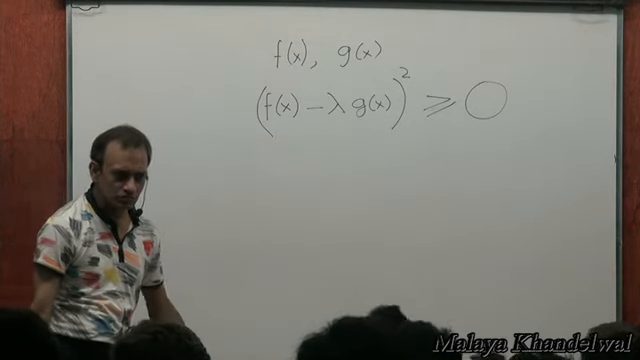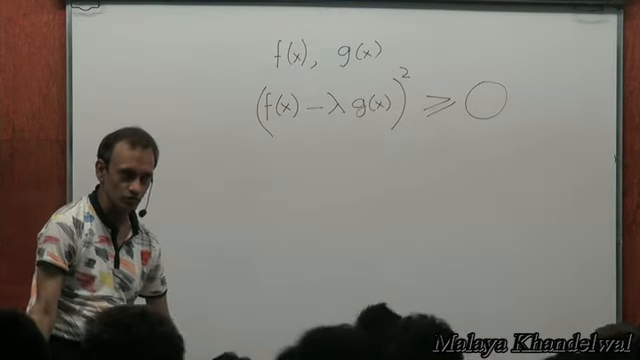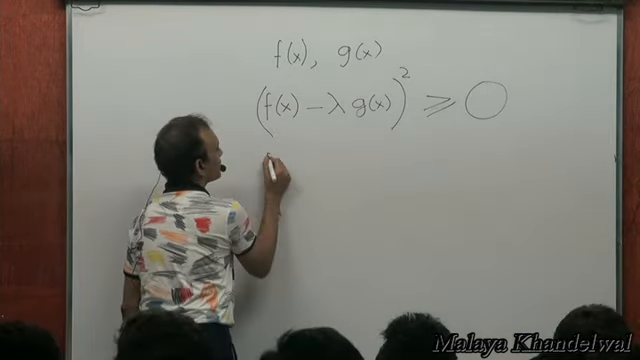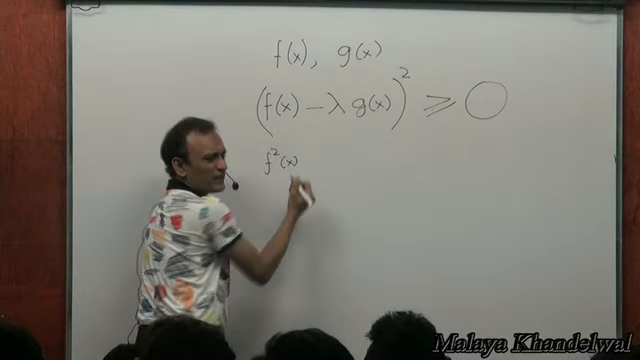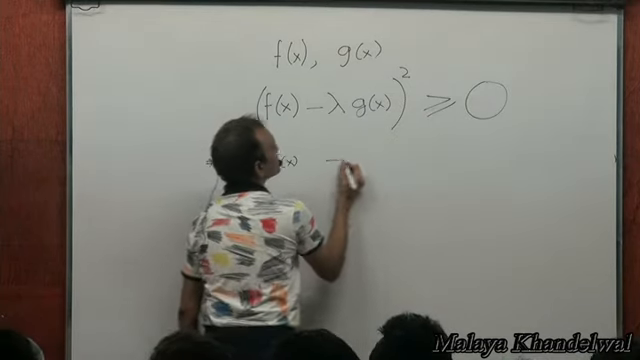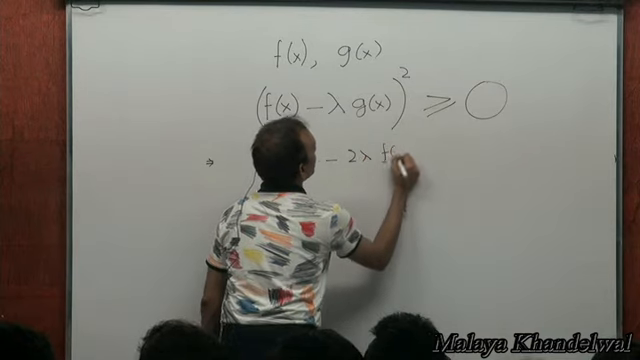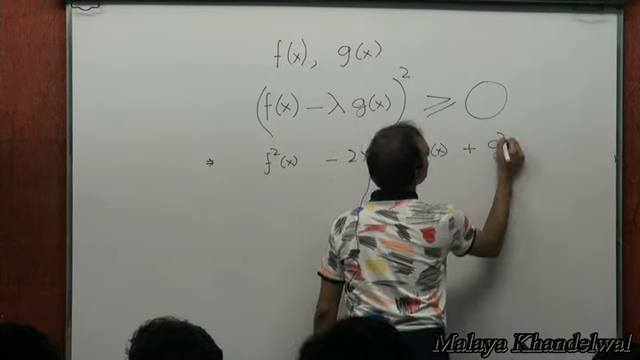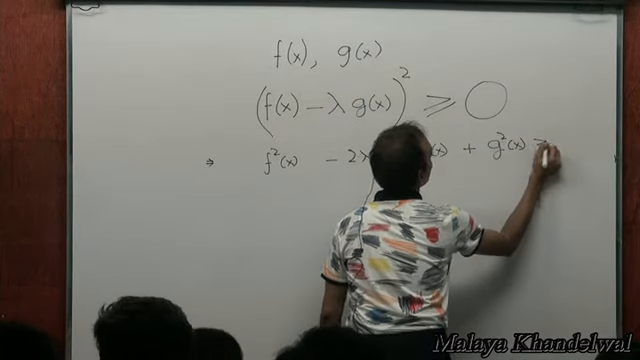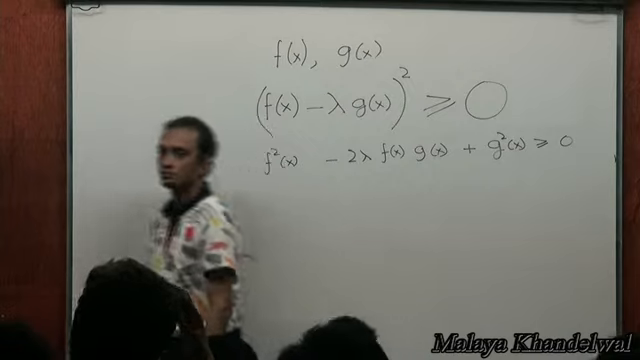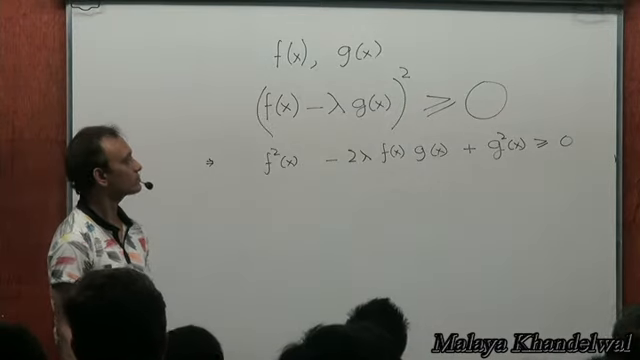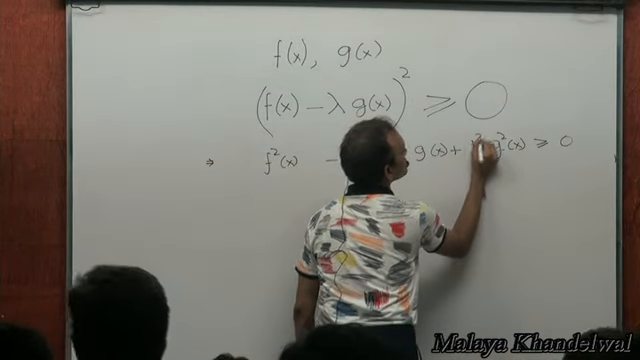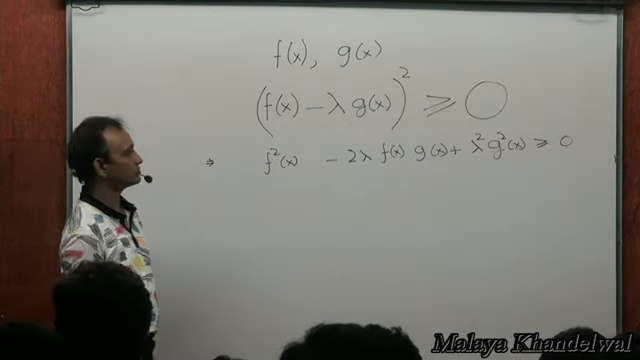For real valued functions, this will always be greater than or equal to 0. Yes or no? So can I say f squared x, which is f of x whole squared, minus 2 lambda f x into g x plus lambda squared g squared x is greater than or equal to 0? Can I say this?